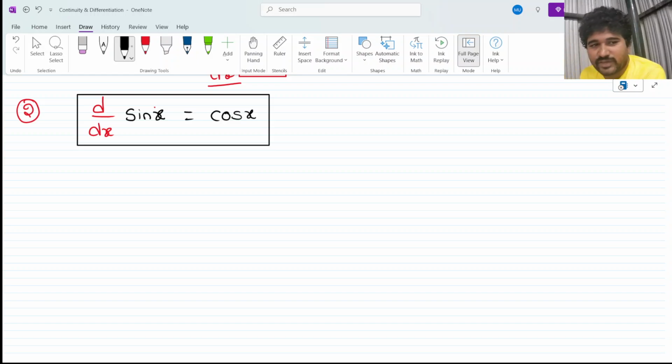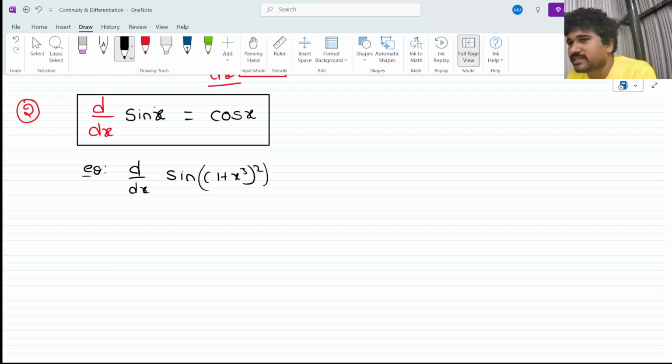For example, if I give a question like this. Example: d by dx of sine of 1 plus x power 3 whole squared. Something I wrote. Understand? So what will be its differentiation?